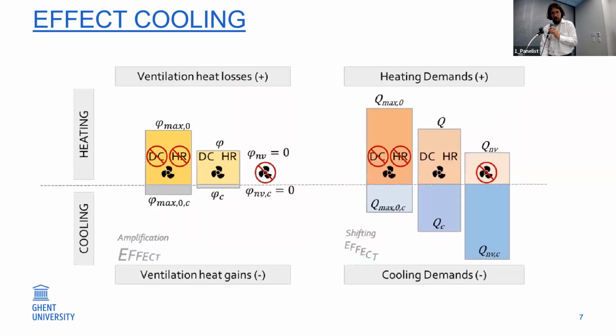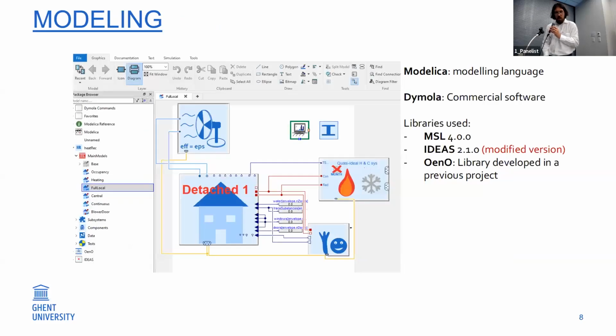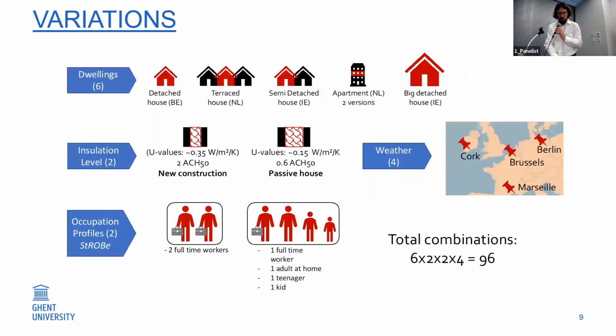Okay, it's important to note that the reverse actually happens when you look at cooling. So then you need to invert the formula for the indicator, but in essence, the philosophy remains the same. As I said, we based this study on modeling. So we used a Modelica model using these libraries, mainly IDEAS libraries, and our own in-house developed libraries for ventilation systems to predict the energy demand for the different systems.